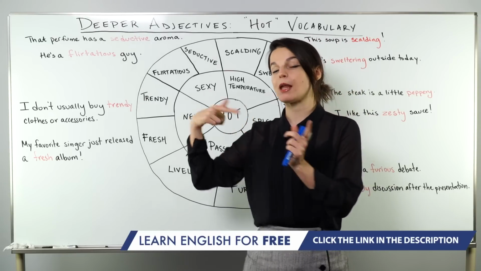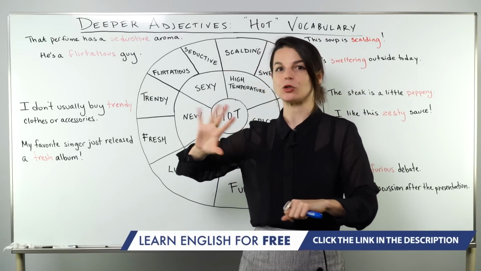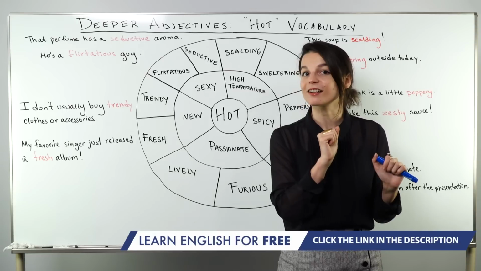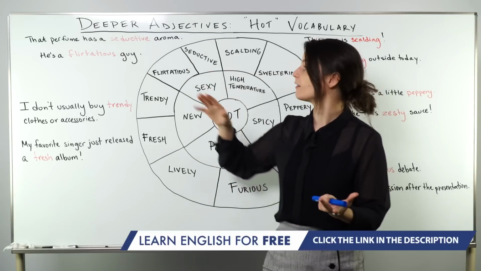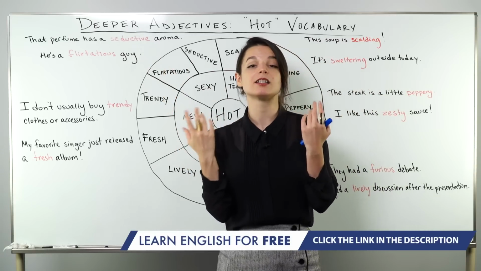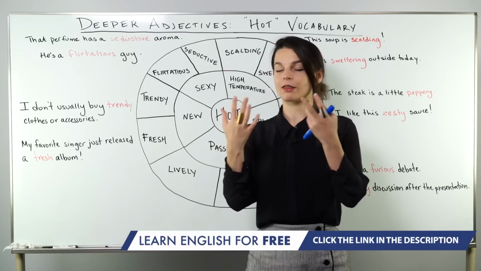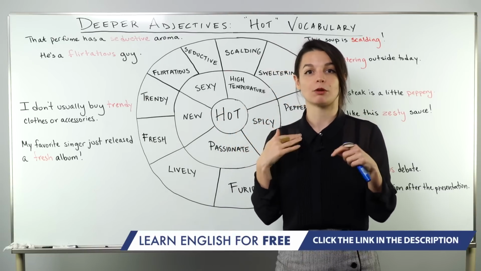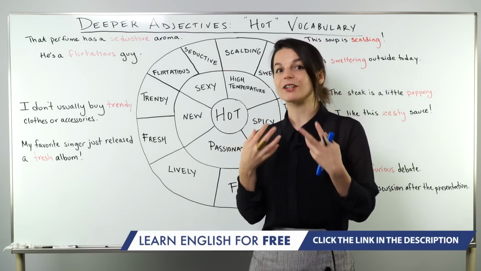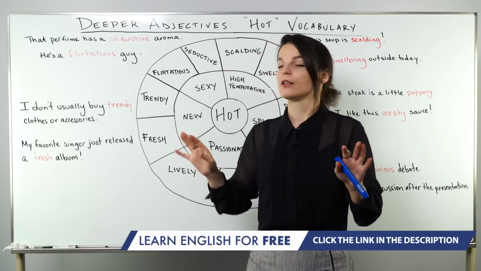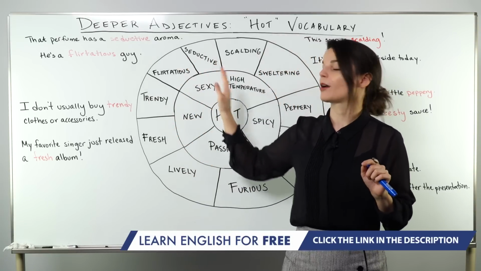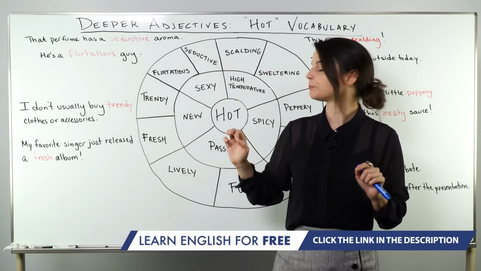So we can describe a person as seductive, like, oh, she's so seductive, or he's very seductive. We can also describe, for example, smells as seductive, like that perfume has a seductive aroma. So it's like the perfume or the aroma of the perfume causes you to feel attraction to the person wearing it because it smells so good. So seductive can be used to talk about people and things.